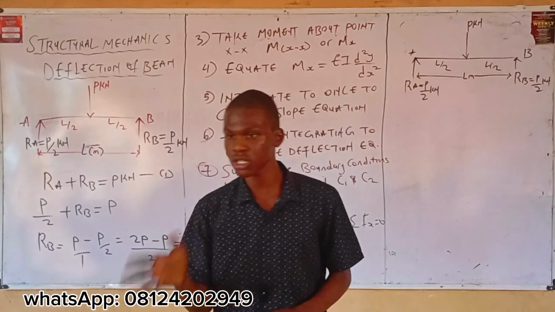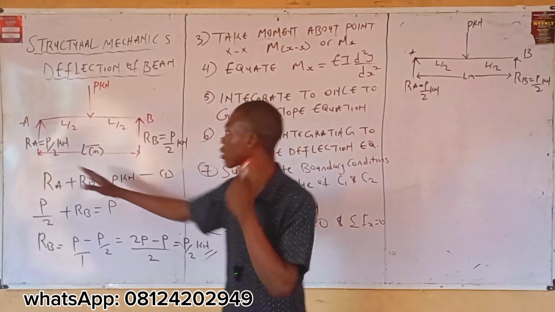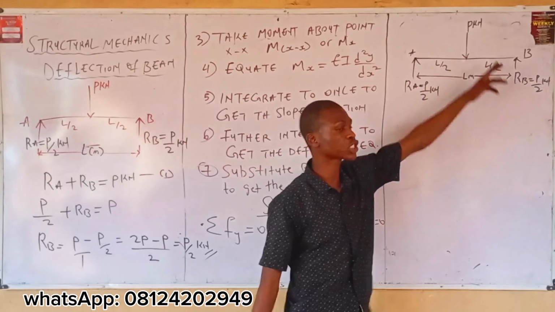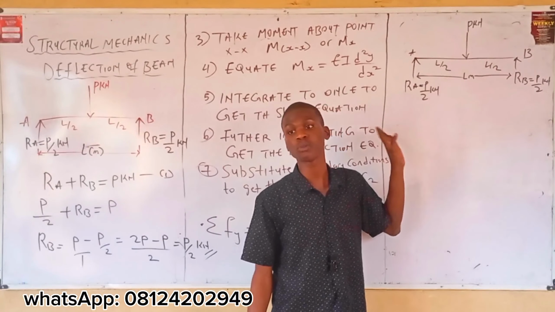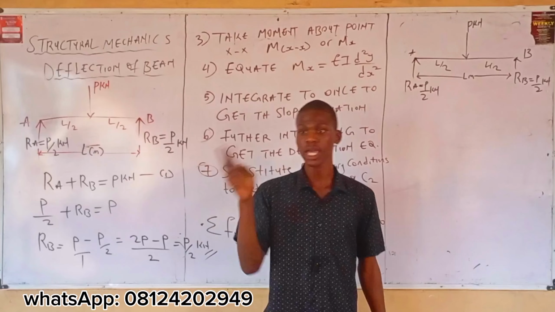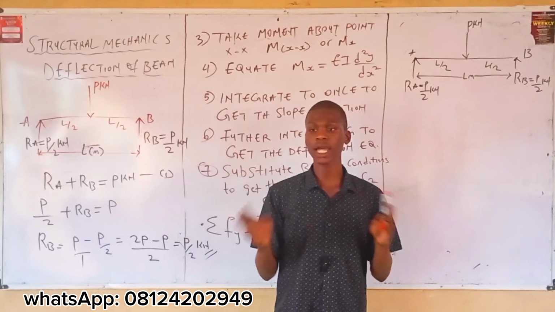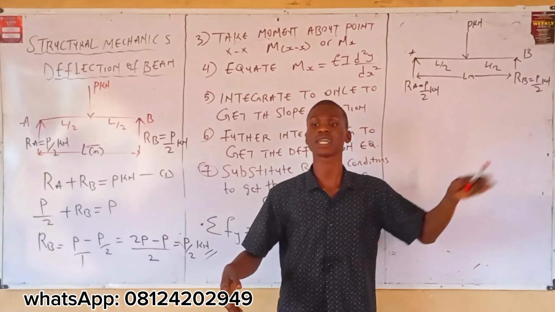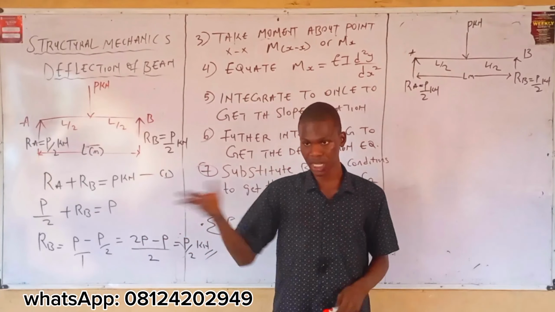Now, the idea of sectioning is that, from step 1, we've calculated the support reactions. Step 2 says that you have to section this beam at a distance x from the left hand support. In this case, we have 2 points, A and B. One is the left hand support, the other is the right hand support. Now, check which one is the left hand support?